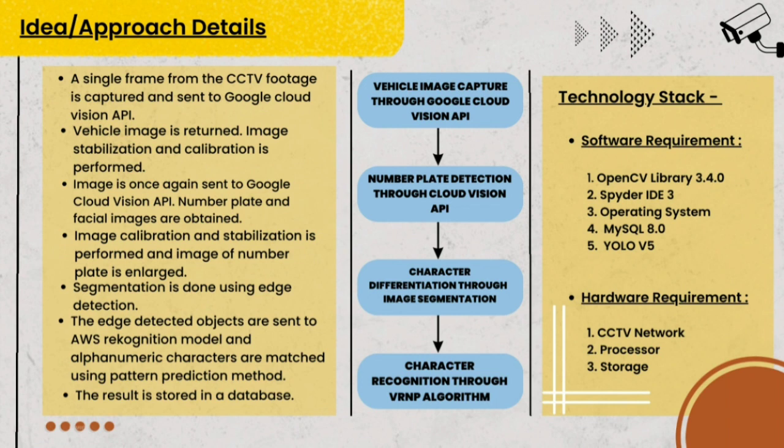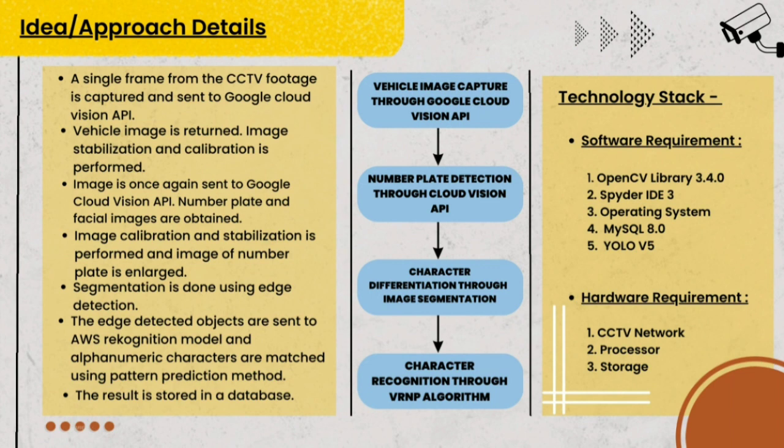Thereafter, image stabilization and calibration is performed to enhance the edges, and the image is once again sent to the Google Cloud Vision API. Therefore, Google Cloud Vision API would provide us with the number plate and the facial images of the driver and the passenger from the image provided. After that, image calibration and stabilization is again performed to get a clear visibility of partially visible and overlapping number plates. The image of the number plate is thereafter enlarged, and edge detection is applied for segmenting the alphanumeric characters of the number plate. Once we get the segmented images of each alphanumeric character of the number plate, we send it to the AWS Rekognition model.